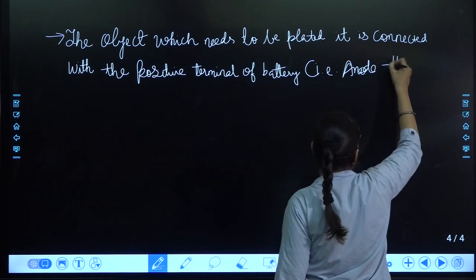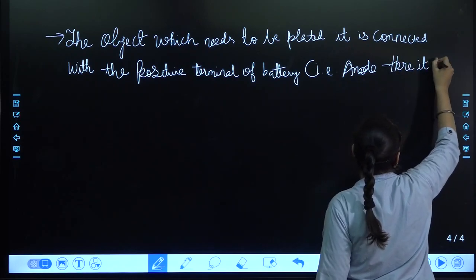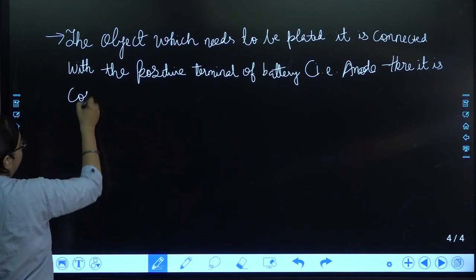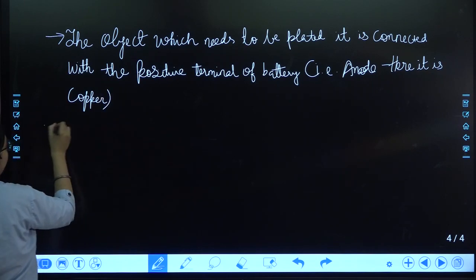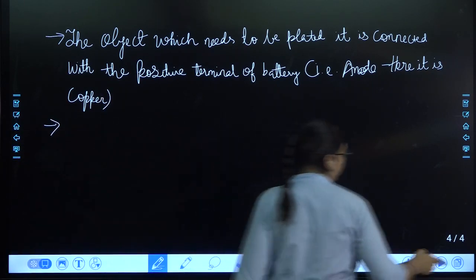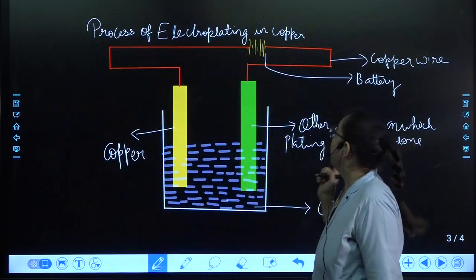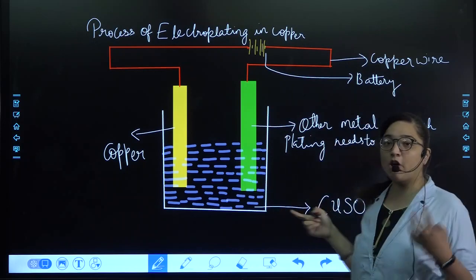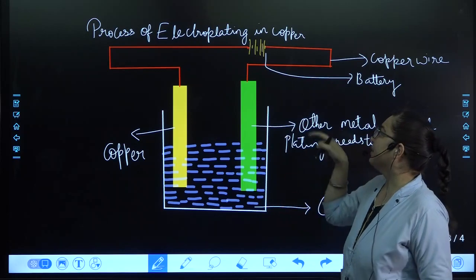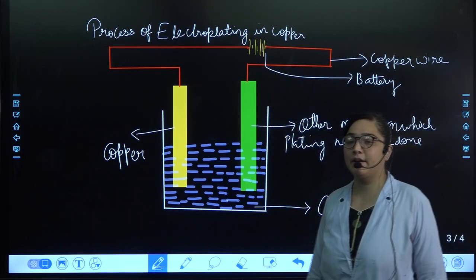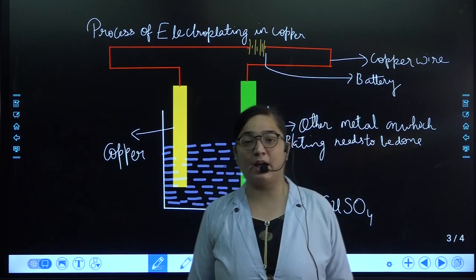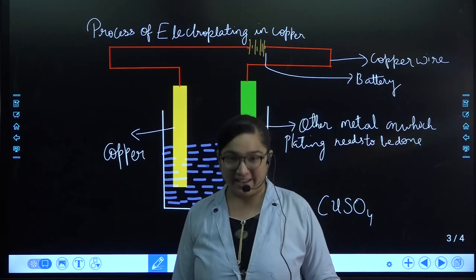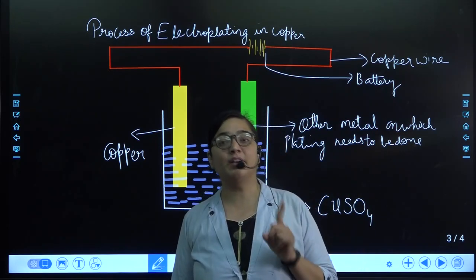Which here it is copper. Next, whichever object we need to get plated is connected with the negative terminal of the battery. And what is the negative terminal of the battery called? Cathode.